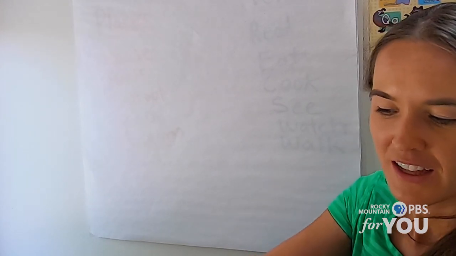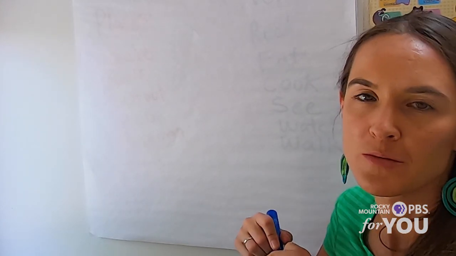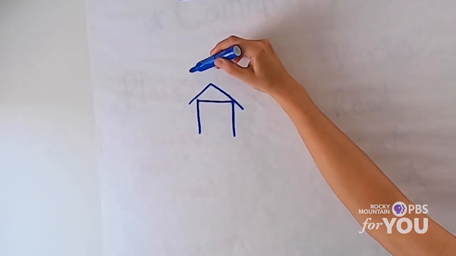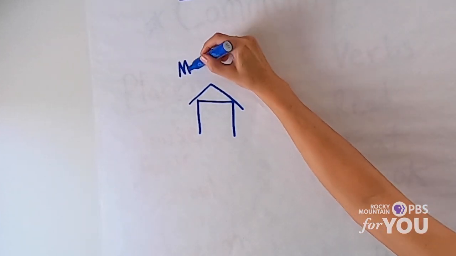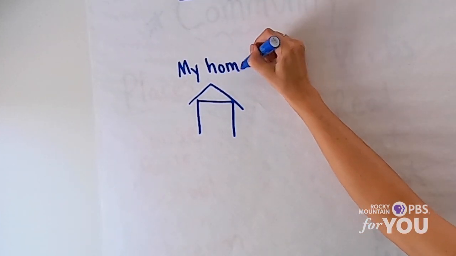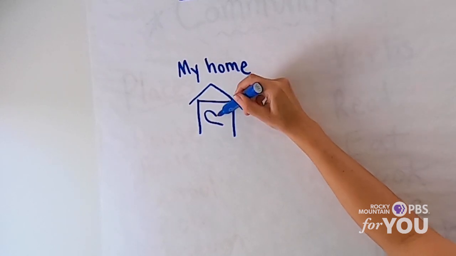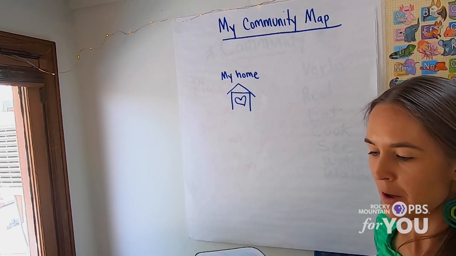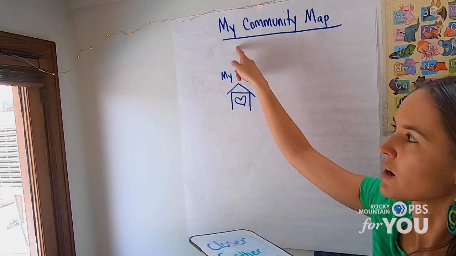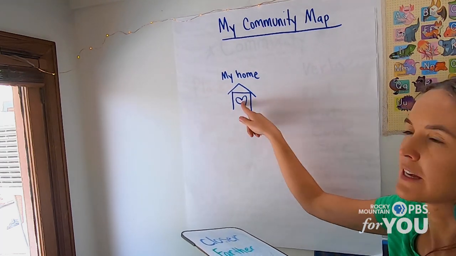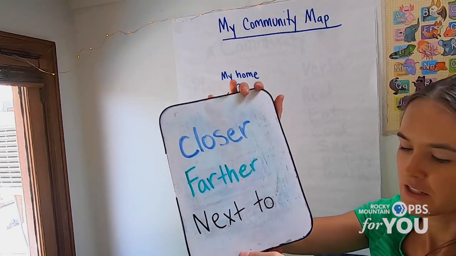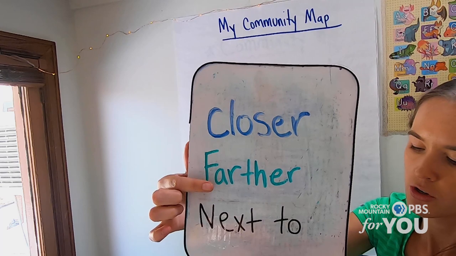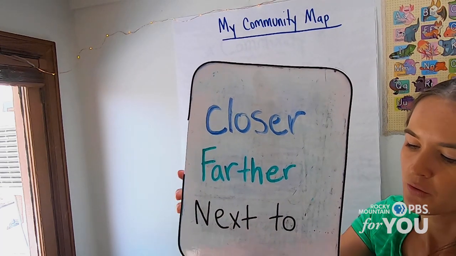Okay, let's start with the most important part of my community, which is my home. I'm going to label it my home. Okay, and I'm going to draw a heart because I love my home. All right, as I draw the rest of my map, I'm going to use a few words to describe where the other things are in relationship to my home. I'm going to use these phrases: closer, farther and next to. Okay?